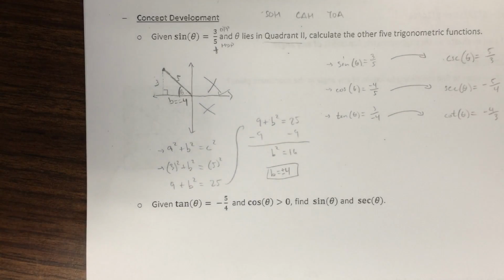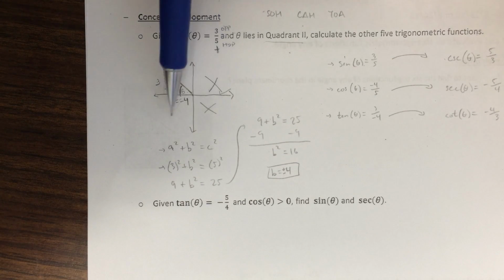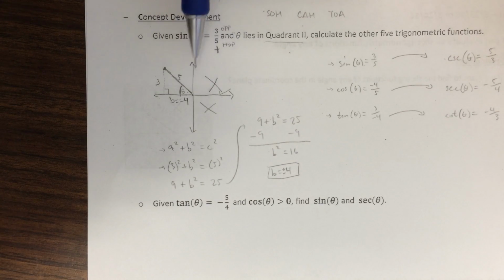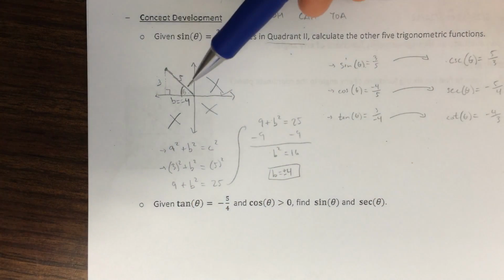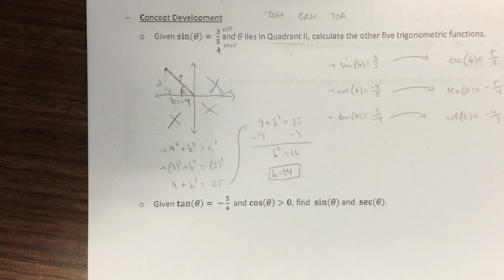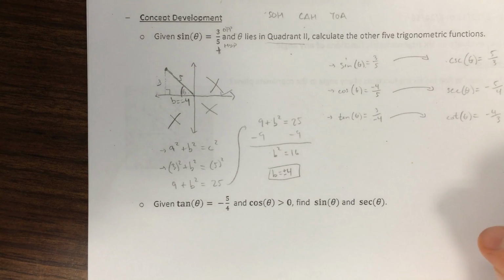Okay. So the key part is using this key information to figure out what quadrant we're in. Once we figure out what quadrant we're in, we can draw a triangle to simulate the angle, solve for all 3 sides, and then find our trig functions. Next one's a little tricky. I would suggest trying it first and then go over it, because I'm going to do it right now.